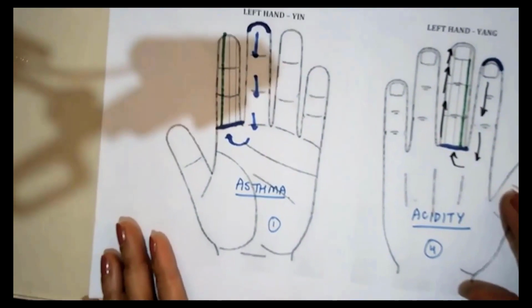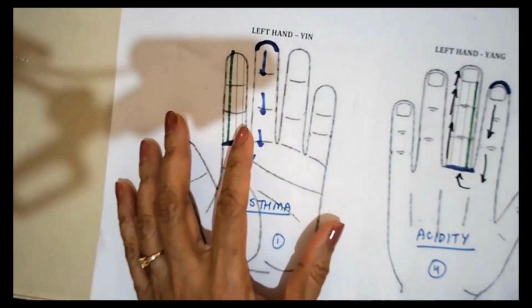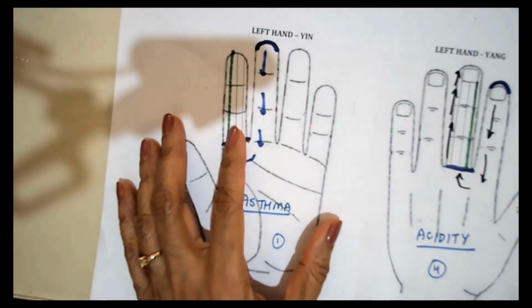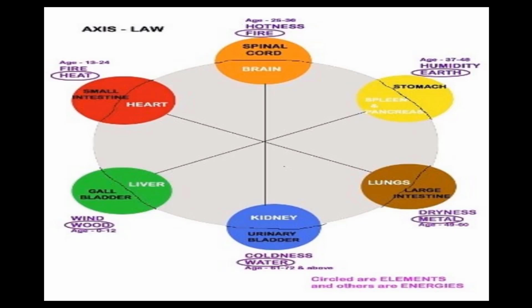All right, I need to go back to a couple of the previous cases. For example, we did the asthma case, right? Here we were tonifying the lung meridian. The tonification of the lung meridian for asthma was done with green color by mistake. Please correct it. It is actually supposed to be done with brown color.